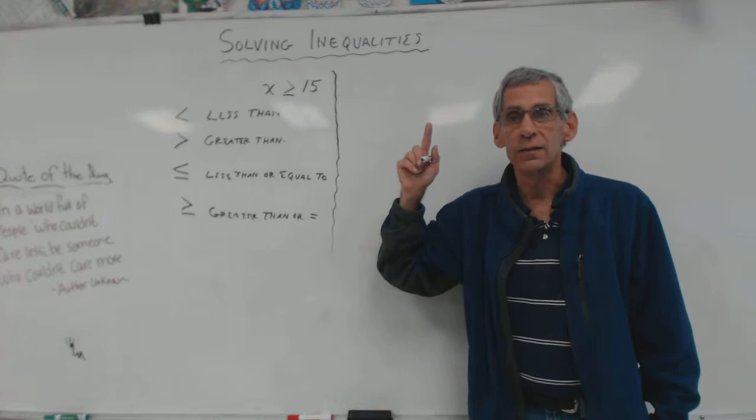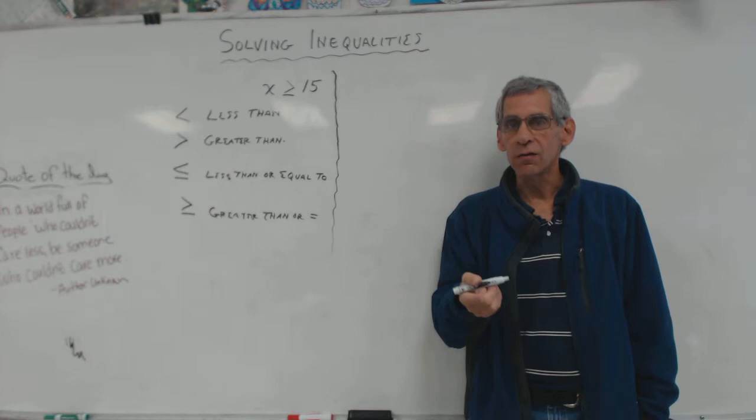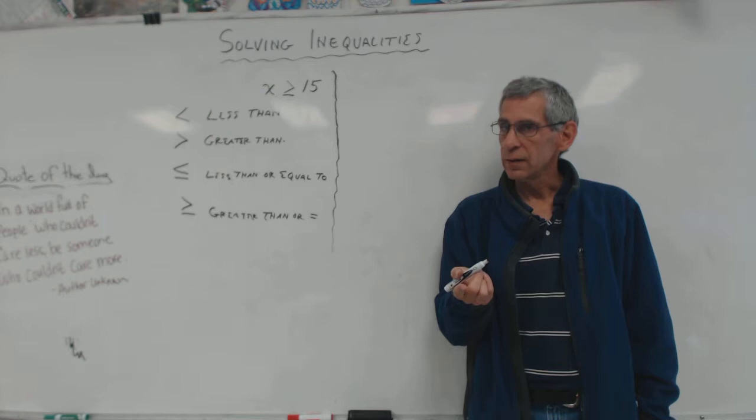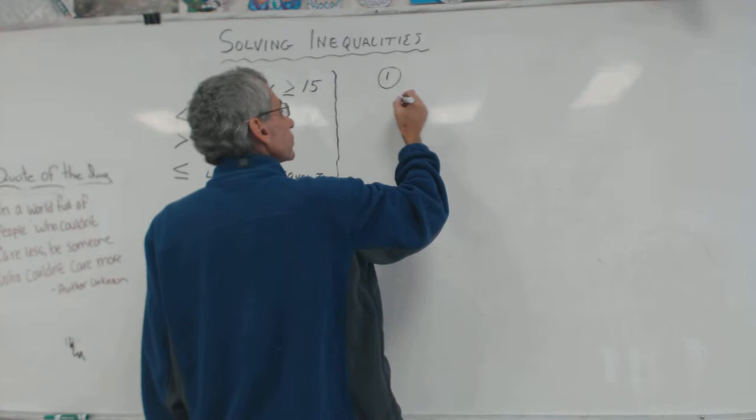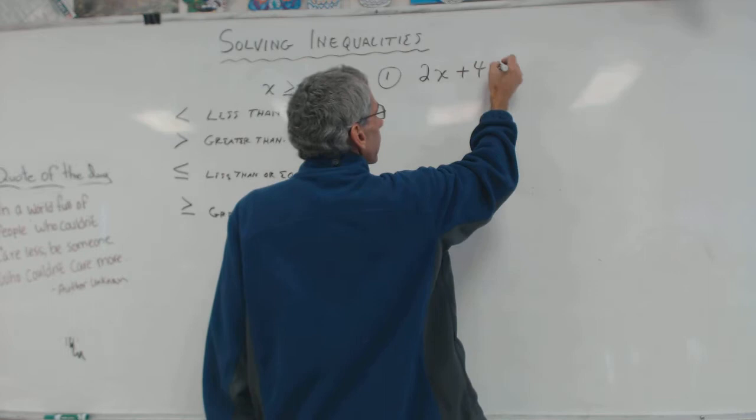You solve them almost identically to how you solve equations. But there is one special rule that I'm going to show you in just a second. First of all, we'll just do one that can be solved just like an equation. So here's our first example: 2x plus 4 is greater than 10.